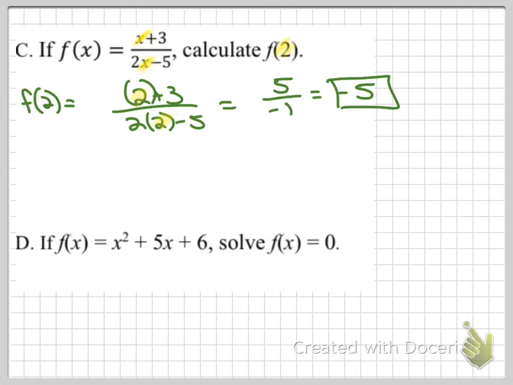D is completely different. Look at D and figure out what's different in D. So instead of being the number in the parentheses, we gave you the number it's equal to. So you take your equation and set it equal to that number. Notice the difference. In the parentheses, plug it in; equal to the number, set it equal.